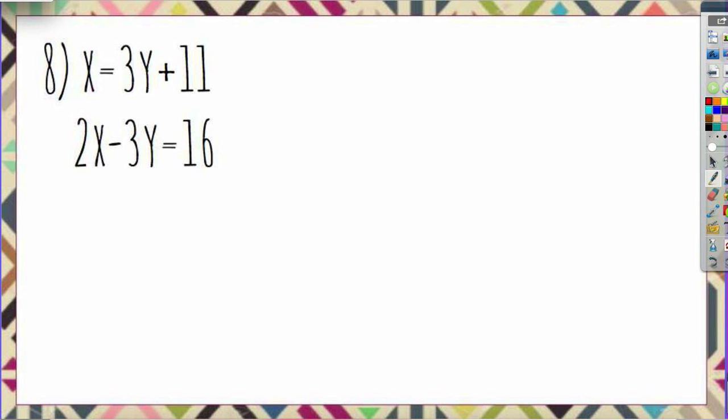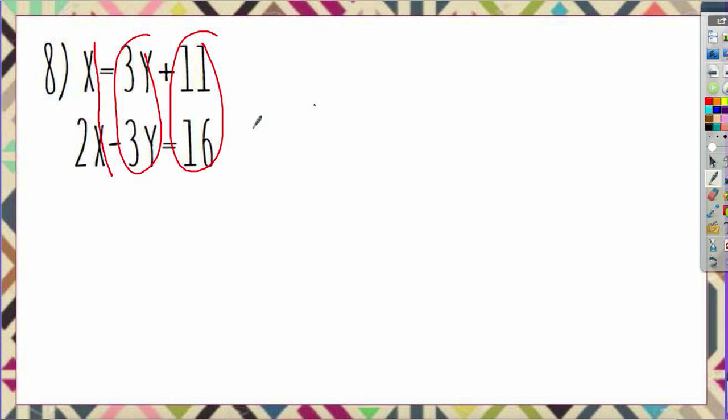All right, now we're to number 8. What do you notice that is different about number 8? Hopefully you notice that the two equations are not lined up. I see it's very close, that x is over x, y is over y, and the constants over constants. But the thing that's out of place is the equal sign. So we've got to rearrange these equations because the equal sign has to be over itself.